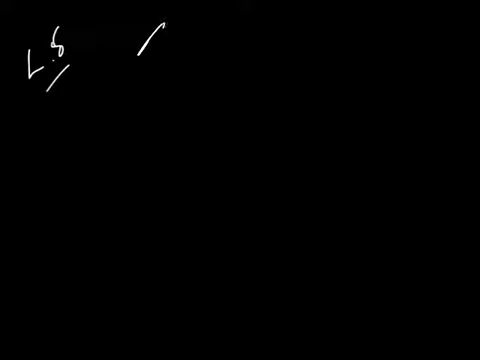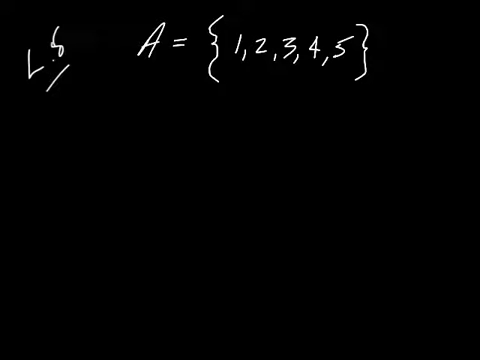So if I'm talking about a set, I may say the set A contains 1, 2, 3, 4, and 5. Okay, that is a set. We designate a set with those two braces, and then we put numbers in them, the numbers that we're interested in putting in our set.